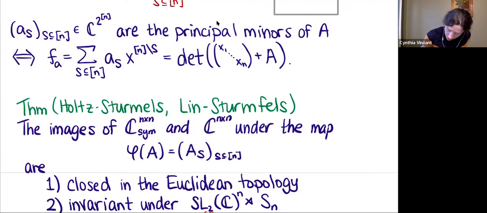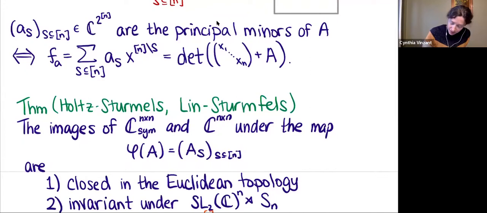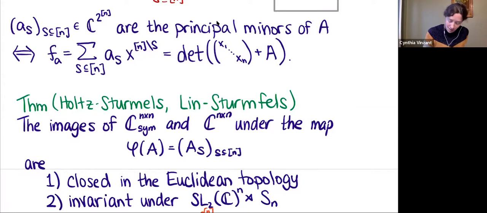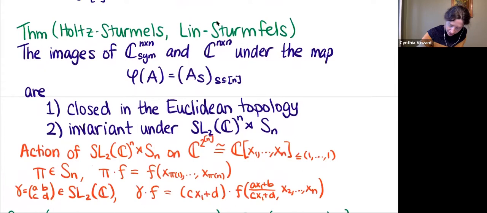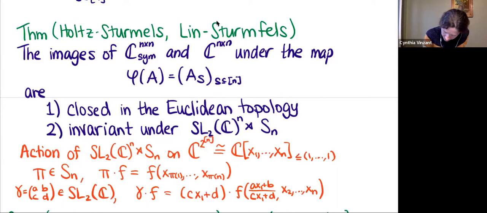And in fact, it is not too hard to imagine how the symmetric group acts on this. It acts by permuting the indices of the subset S. The action of SL2 is more interesting. And in my mind, the best way to understand it is actually using this polynomial representation of this problem. So here are the actions. You see this?